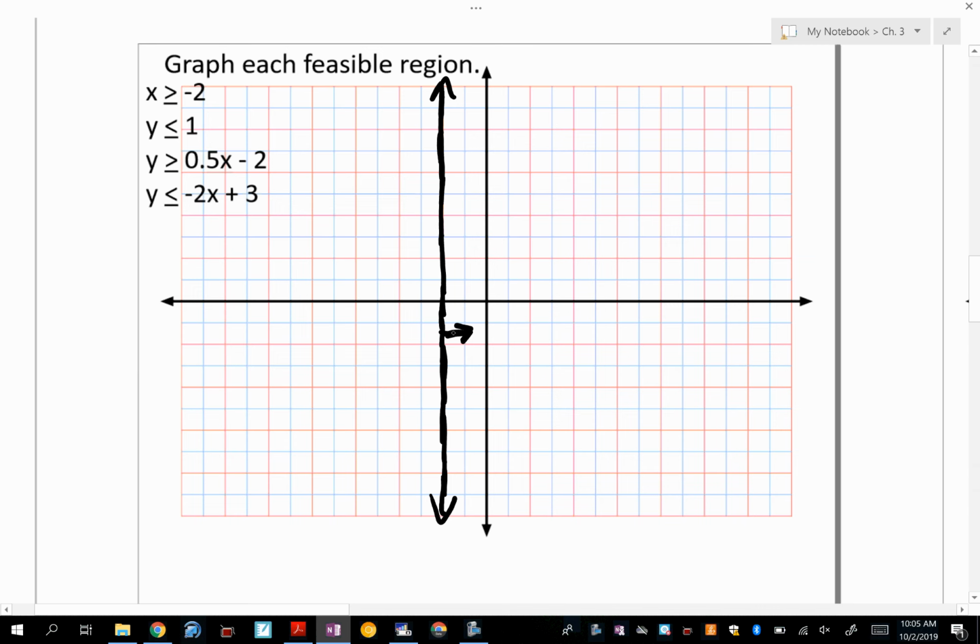Okay, the next one. The next one is that horizontal line at the y-intercept of 1. So I'm going to put a horizontal solid line at 1.